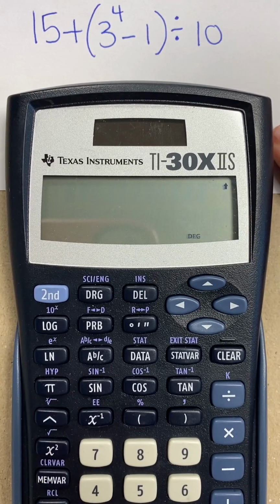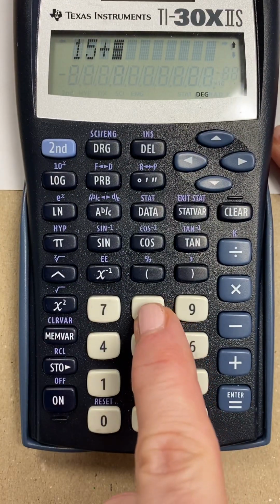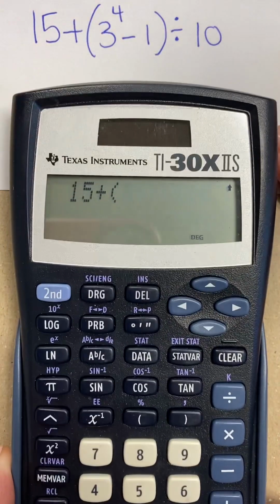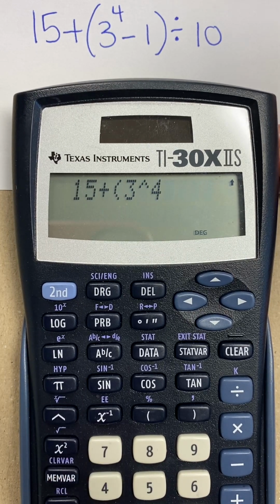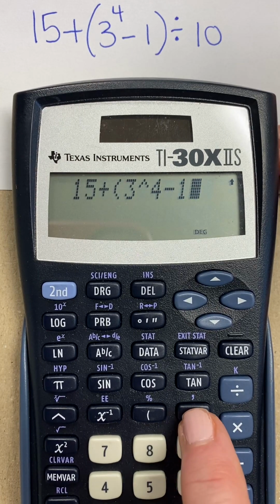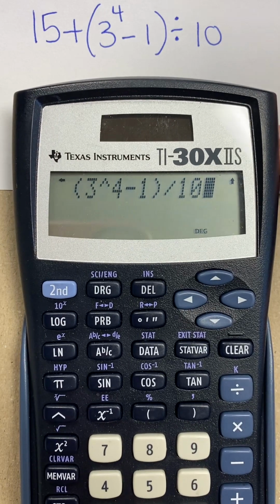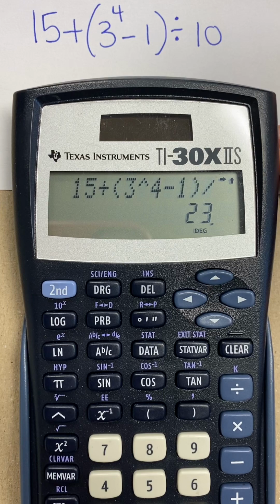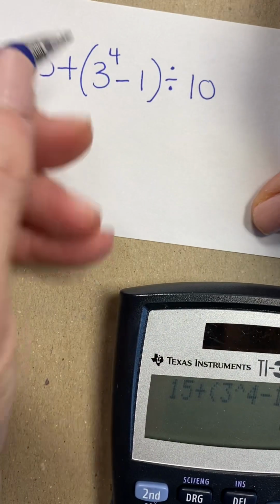So we're gonna start with 15 plus, now we need a left parentheses. Check it out, left parentheses sits above the 8. So we're gonna open up a left parentheses. Now we need 3 to the 4th power. So I just taught you how to do that. We're gonna hit a 3, the caret, and then a 4. That's 3 to the 4th power minus 1. Close parentheses, which is above the 9. And then you're divided by sign and 10. And ta-da, it's 23. Isn't that cool? So this is equal to 23.